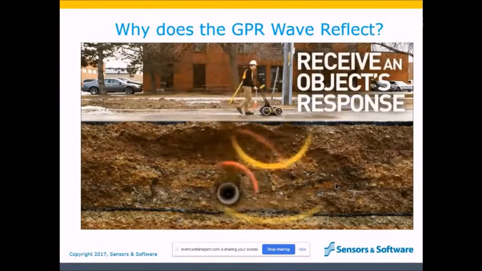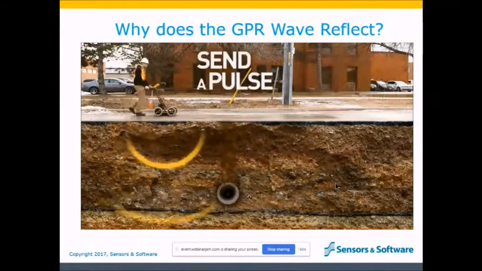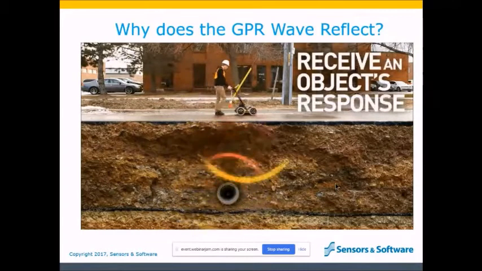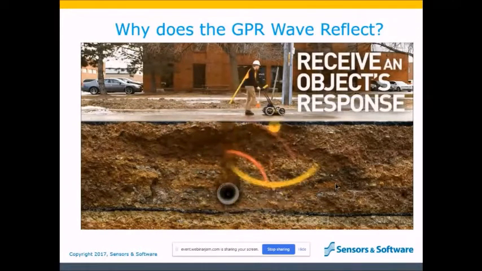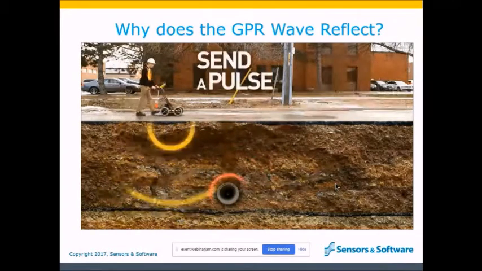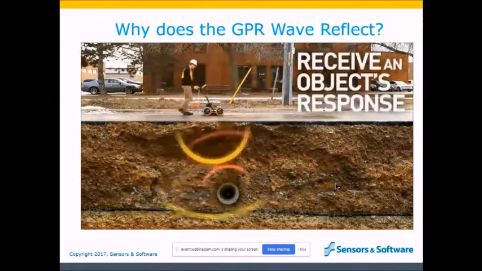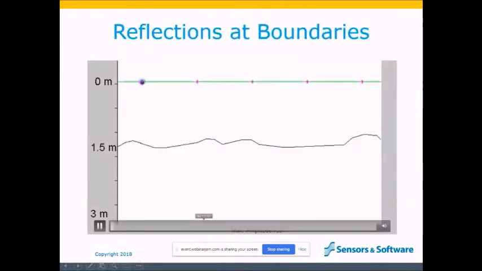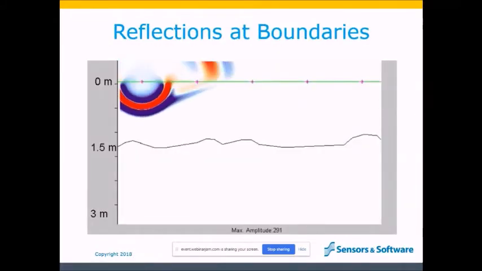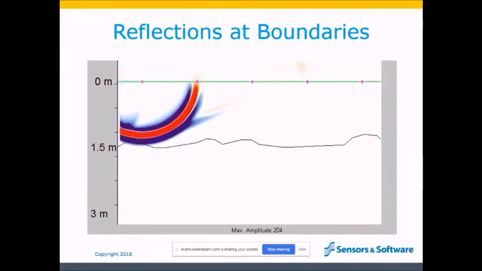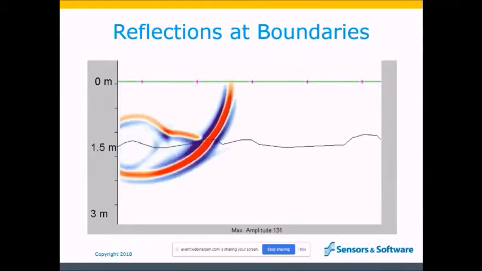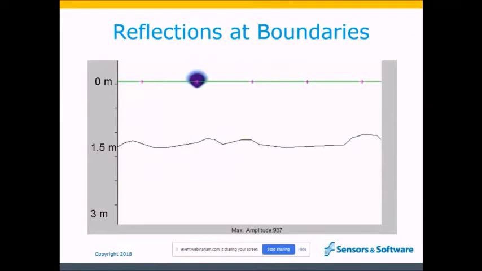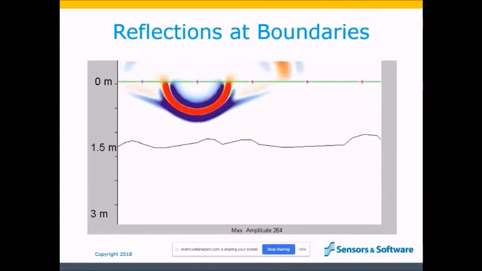We understand this concept intuitively because every day we look at objects and know that the reason we see them is because they contrast with the air around us. The light reflects off them into our eyes. GPR waves do the same thing in the subsurface. Here's another animation that shows the concept of what happens when a GPR pulse is sent into the subsurface and reflects from a boundary between two contrasting layers.